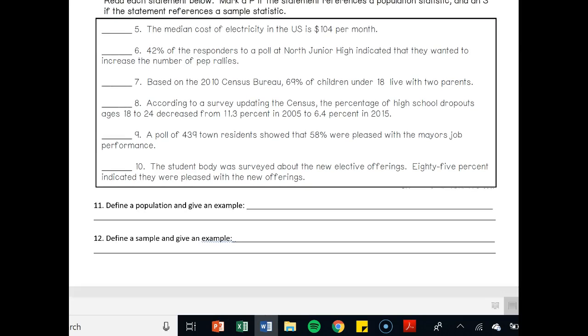You've got the rest, and it's a little bit different on the bottom. And then don't forget problems 11 and 12, where it asks you to define population, define a sample, and give examples. That's it. Call me if you have questions.